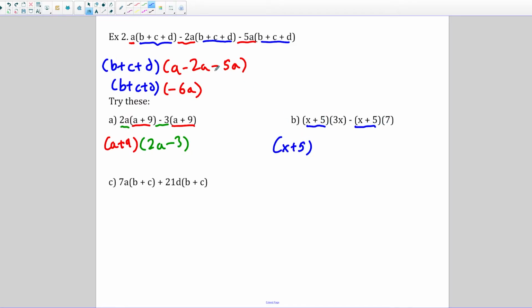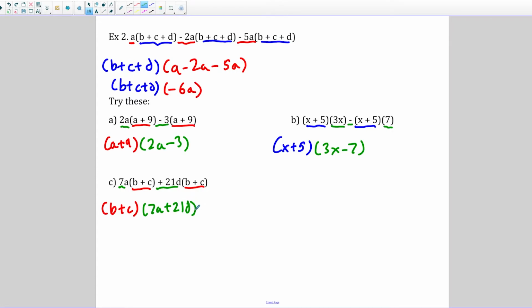So x plus 5 to the front. And we ask ourselves what's left over. So I have the 3x here. I have a 7, but don't forget about this minus sign there in the middle. So it's going to be 3x minus 7. Last but not least, we have the b plus c here and a b plus c. So that comes out to the front. And what we have left over, we have a 7a plus 21d.